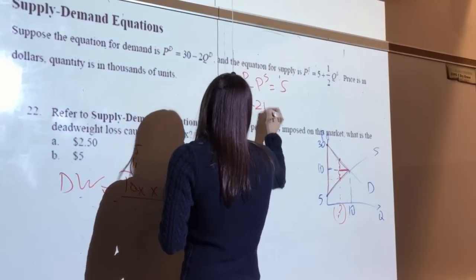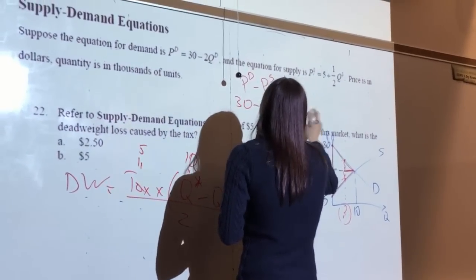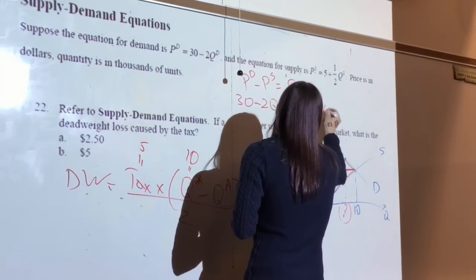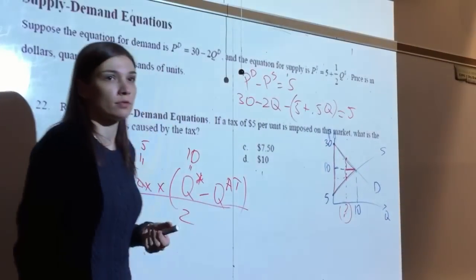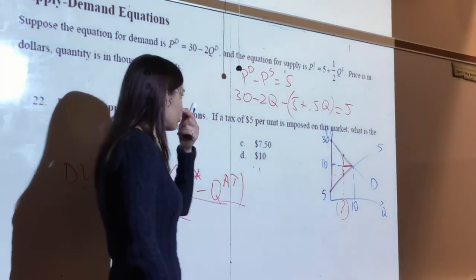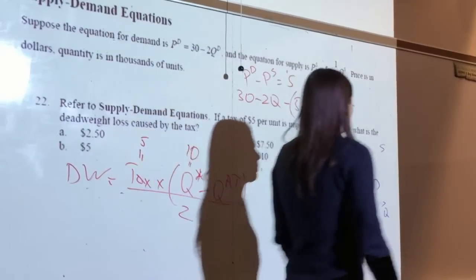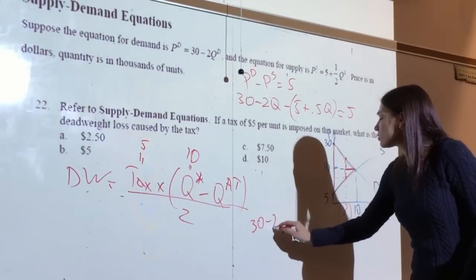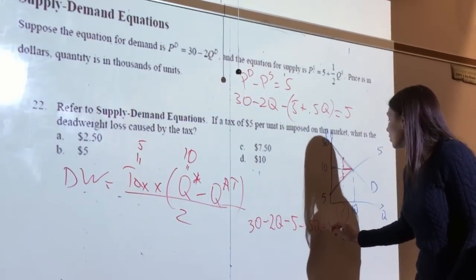So it's 30 minus 2q minus 5 plus 0.5q. The whole thing is equal to 5. Right, and I can just solve this. You can distribute the negative, right? Just algebra. So what is it? 30 minus 2q minus 5 minus 0.5q equals 5.